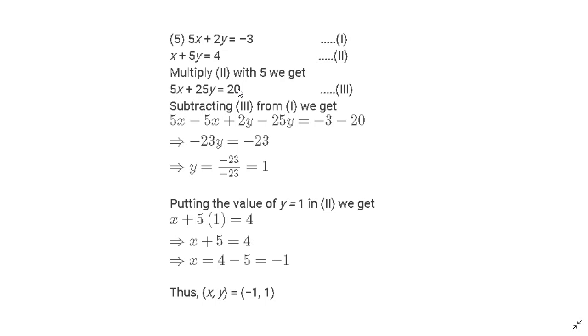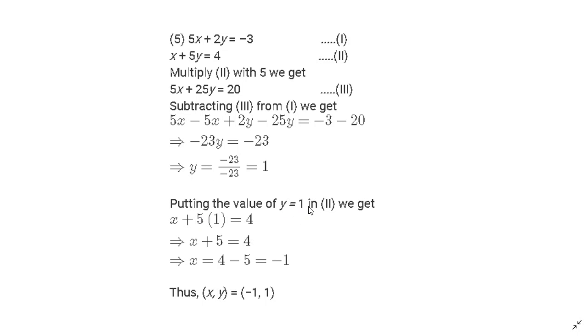Then subtracting equation number 3, which we just got after multiplying, from equation 1. So 5x minus 5x will be 0. Then plus 2y minus 25y is minus 23y, which is a subtraction between 25 minus 2, 23, and the sign of the bigger number. On the other hand, minus 3, which is from equation number 1, minus 20, because we are subtracting, from equation number 3. So it is also minus 23. Minus 23 and minus 23 will be cancelled. y is equal to 1.